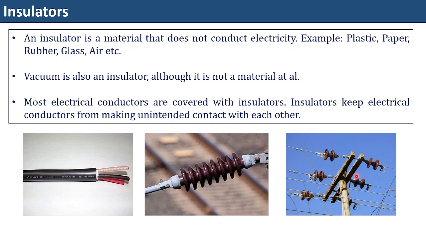Similarly, whenever you see the electrical poles, you will see that there are some kinds of cup-like structures. These are also insulators. Now, an insulator is a material that does not conduct electricity at all. For example, plastic, paper, rubber, glass, air, etc. In fact, vacuum is also an insulator because it doesn't carry electricity.